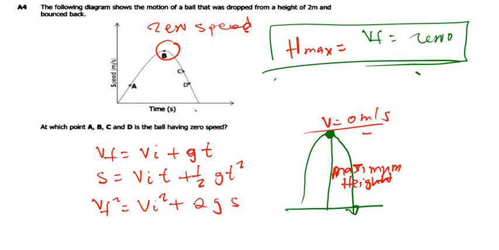S in this case can either be H, which is the height, or D, the distance. So take note of that. For this question, nothing more to know, just know where to find the speed to be 0. That is going to be at the maximum height. In this case, B is the correct answer.